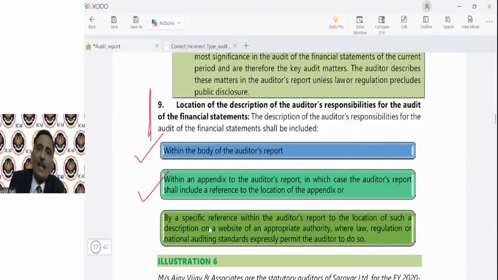Or I can add a separate annexure with the report and give a reference that this auditor responsibility is attached in the annexure, so that the main report is crisp and short, so the reader who is reading that report does not get lost in the maze of wordings.